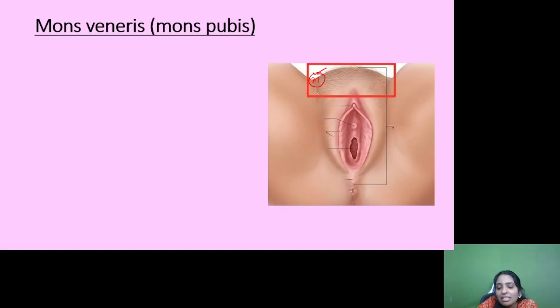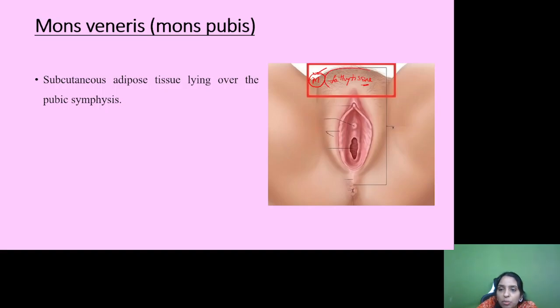Why is it called mons pubis or mons veneris? Because it is fatty tissue or adipose tissue which is lying over the pubic bone. Therefore, it is known as mons pubis or mons veneris. It is inverted triangular in shape, with fatty tissue or adipose tissue over the pubic bone. Therefore, it is known as mons pubis.